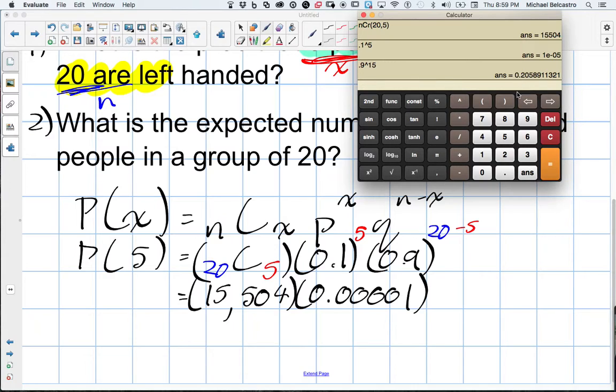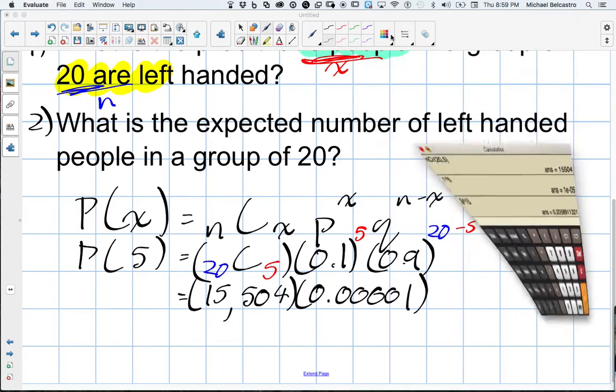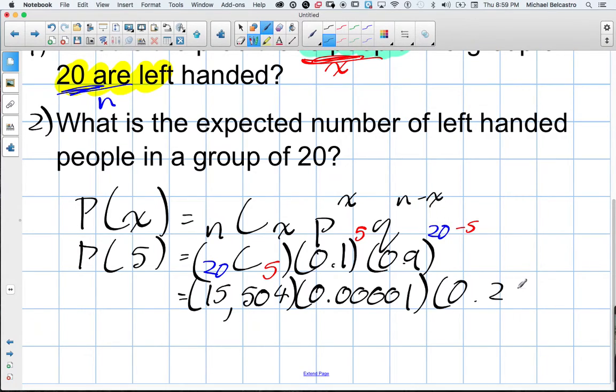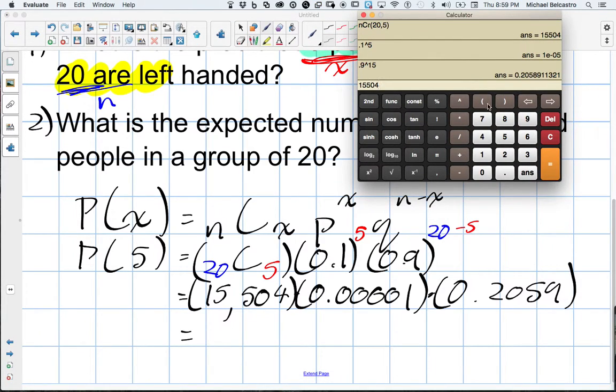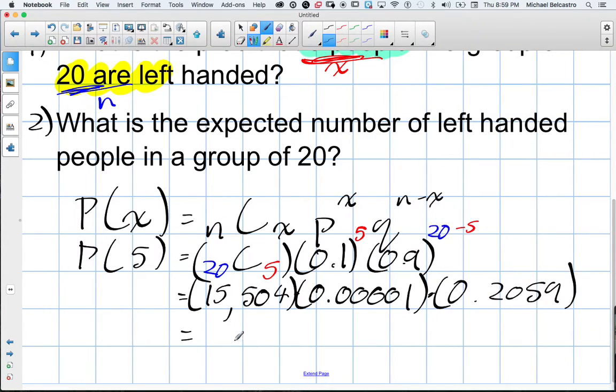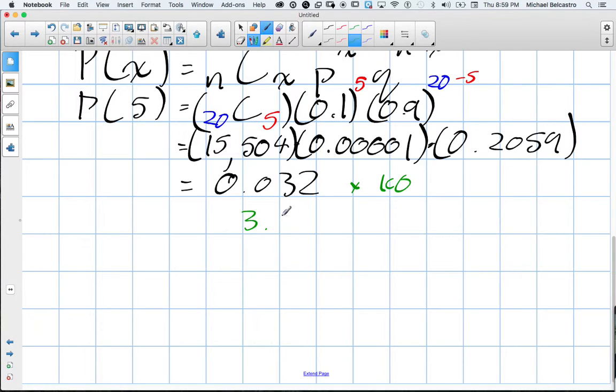0.2059 approximately. Luckily on my calculator it saves those values so we can get really exact. So the next step is to just multiply these 3 numbers by each other, and that'll give us the exact probability we're looking for. So this value multiplied by this value multiplied by this value is equal to 0.032, which as a percentage, because we multiply by 100, is 3.2%.